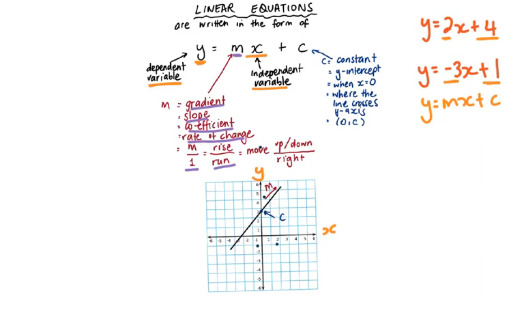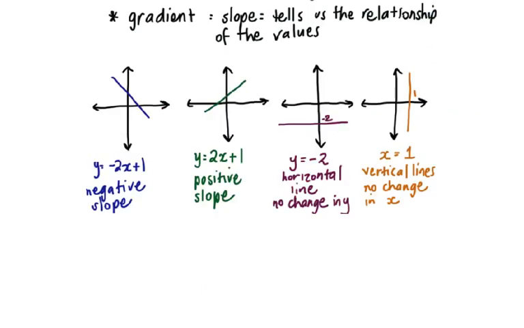And lastly, we have our c in our equation, which is known as the constant, or the y-intercept. And that's basically where the line crosses the y-axis on the graph. We can also describe that as when x equals 0. And because of that, we write it in the form of (0, c), or the y value. The gradient really affects what the actual graph looks like. And we're going to go through a few examples now.